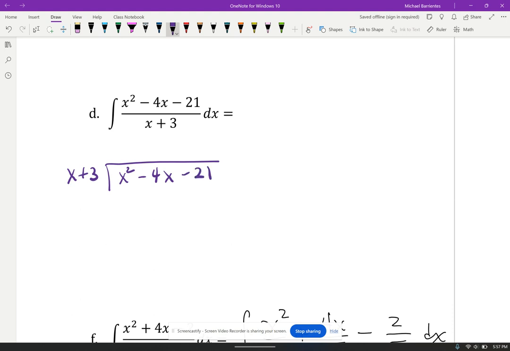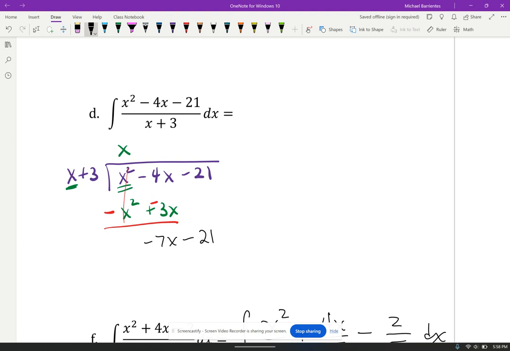All right, so we ask ourselves, what times x would give me x squared? Well, that would be x, right? x times x would give me x squared. But x times 3 would give me 3x. And then I'm supposed to subtract. Well, that's going to cancel this. And in here, that's going to leave me with negative 7x. And then this drops and gives me minus 21.